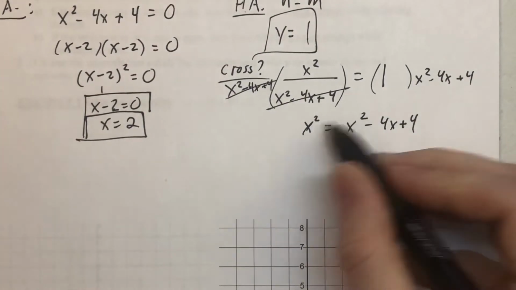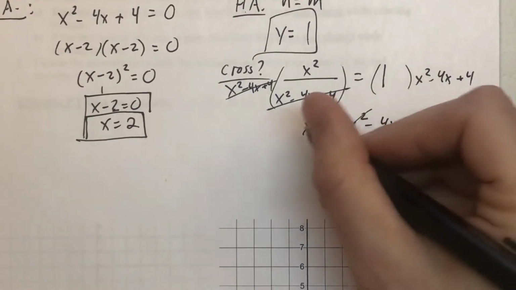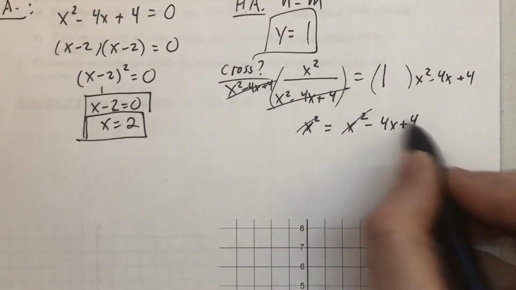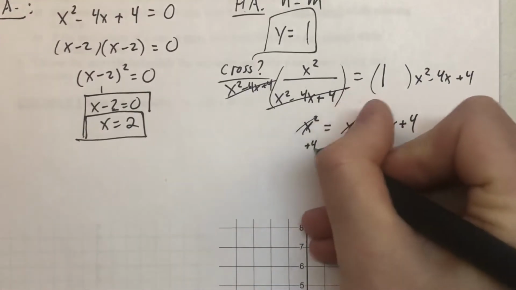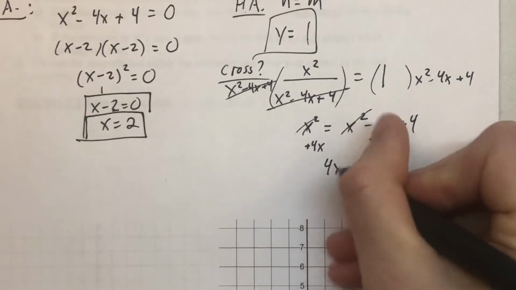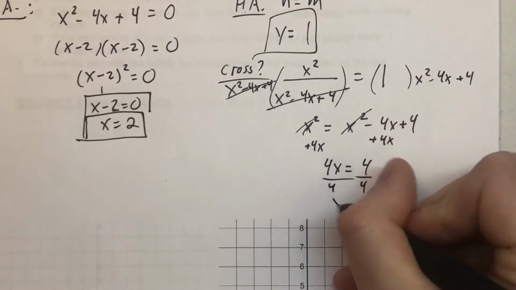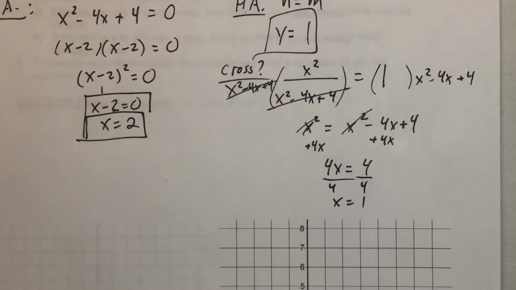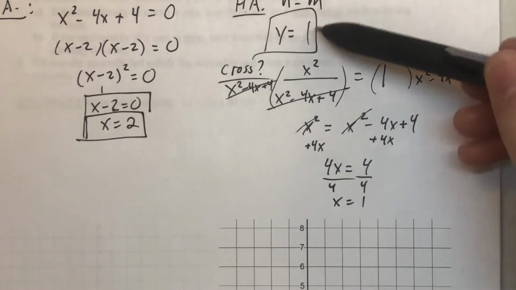Now, as soon as I see the x squareds on both sides, if I were to move them or subtract them, they're going to go away, which is nice because now you know you're in a linear equation. So now I'm just going to focus on solving for x, just getting x by itself. 4x on the left equals 4. Divide both sides by 4. Get x equals 1.